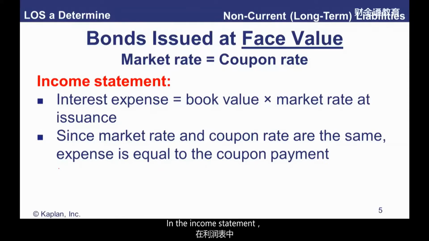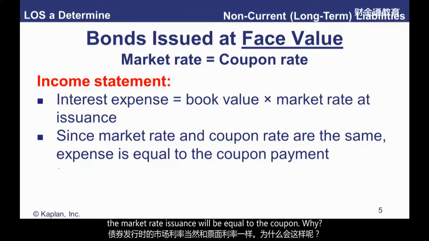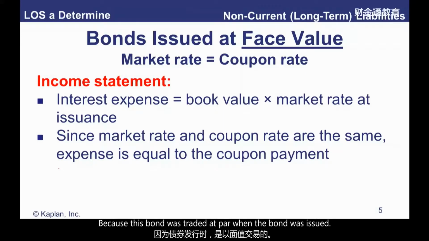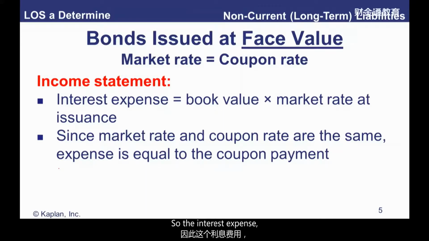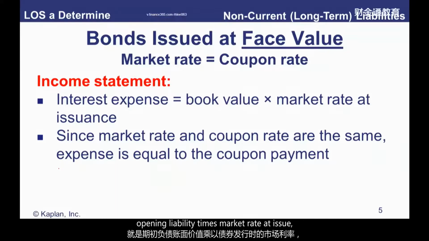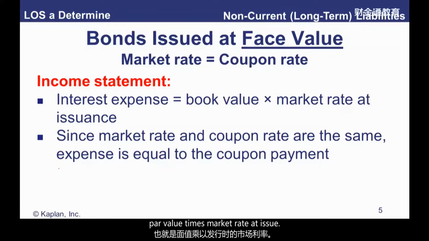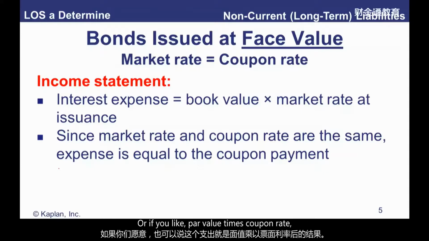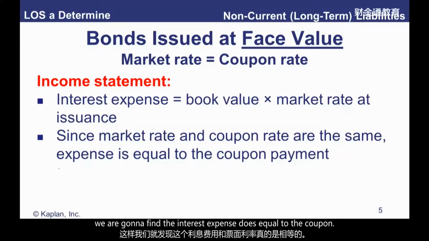In the income statement, the interest expense is the opening liability value times the market rate at issuance. Now in this situation, the market rate at issuance will be equal to the coupon. Why? Because this bond was trading at par when the bond was issued. So the interest expense, opening liability times market rate at issue, par value times market rate at issue, or if you like, par value times coupon rate, we're going to find that the interest expense does equal the coupon.